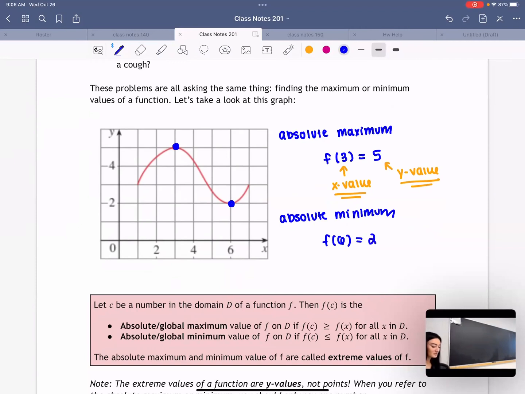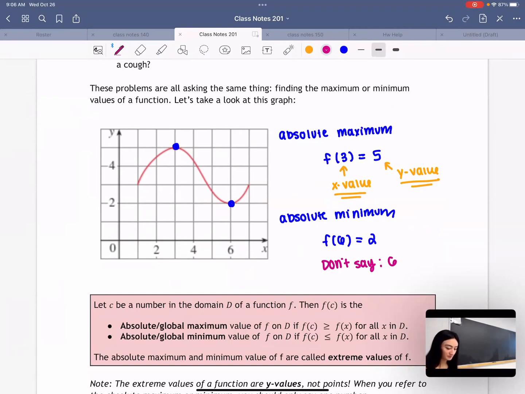Okay, so I can either say the x value as f of that value, or I could say the y value. What wouldn't work, okay, don't say that 6 is the absolute minimum, because it's very confusing to say, okay, is that the x value, is that the y value? We always refer to the minimum and maximum in terms of the y value, so how high it goes.